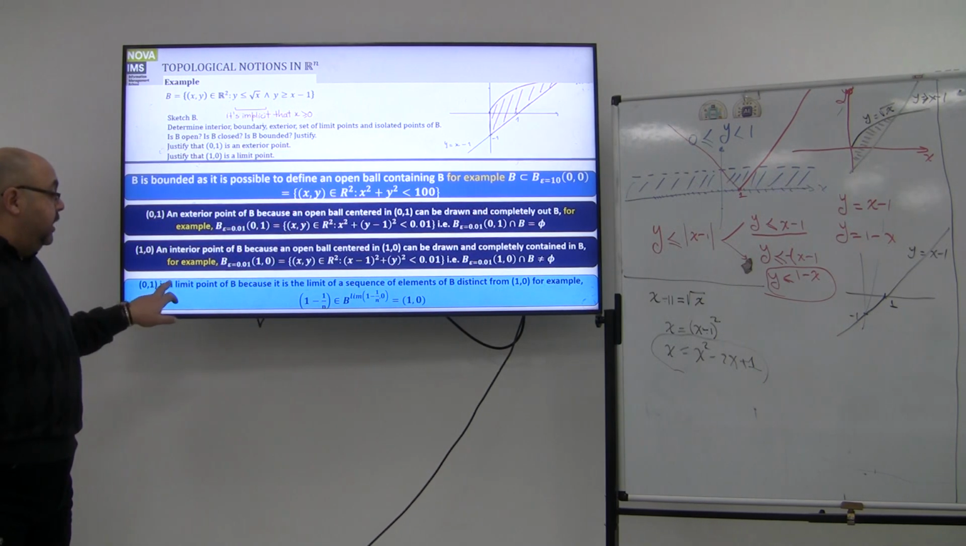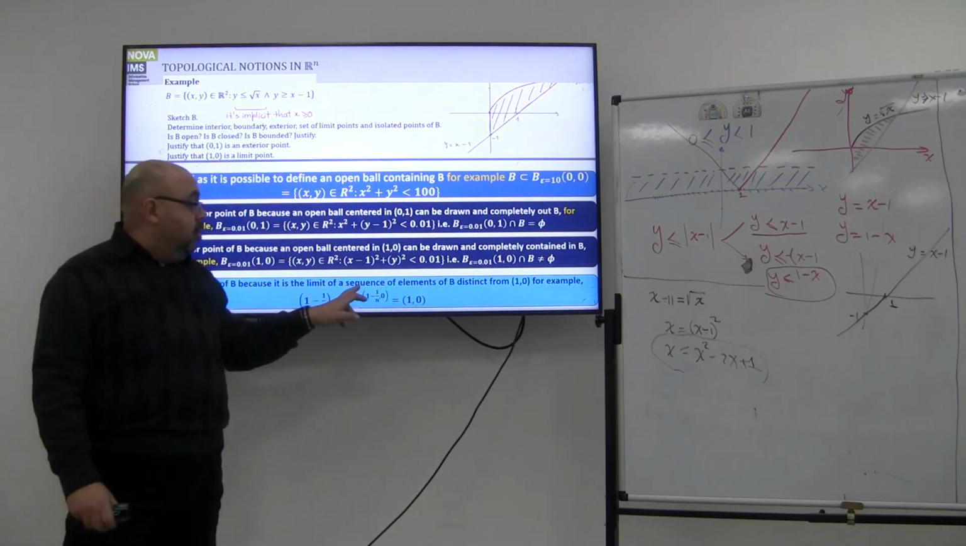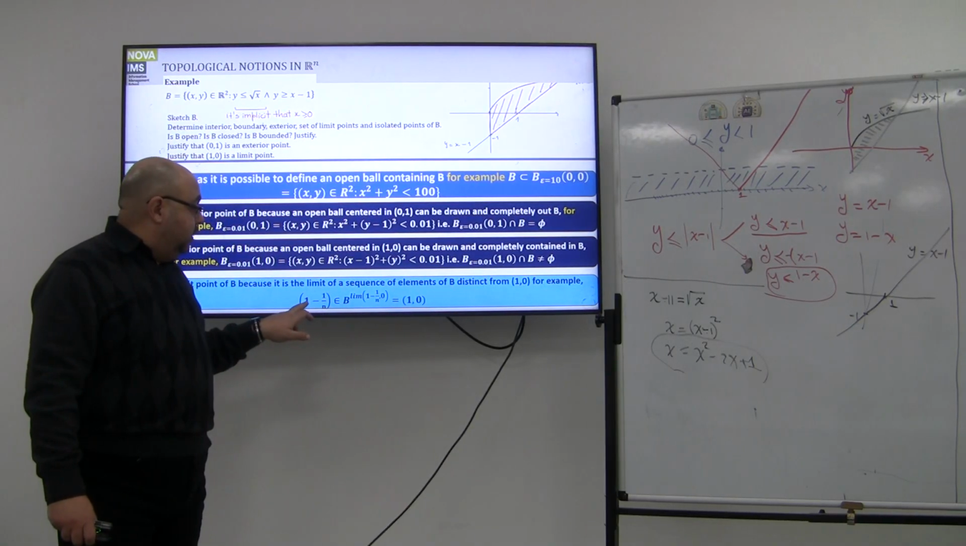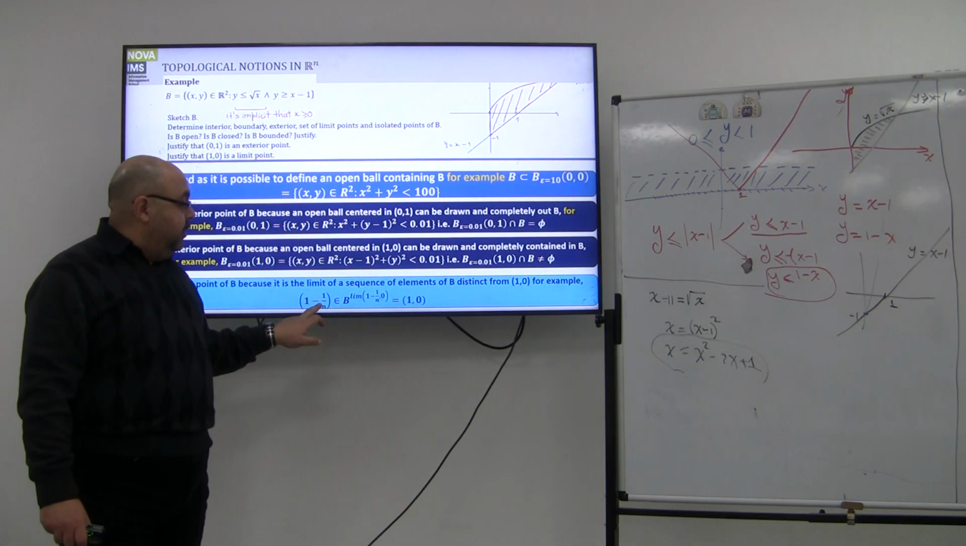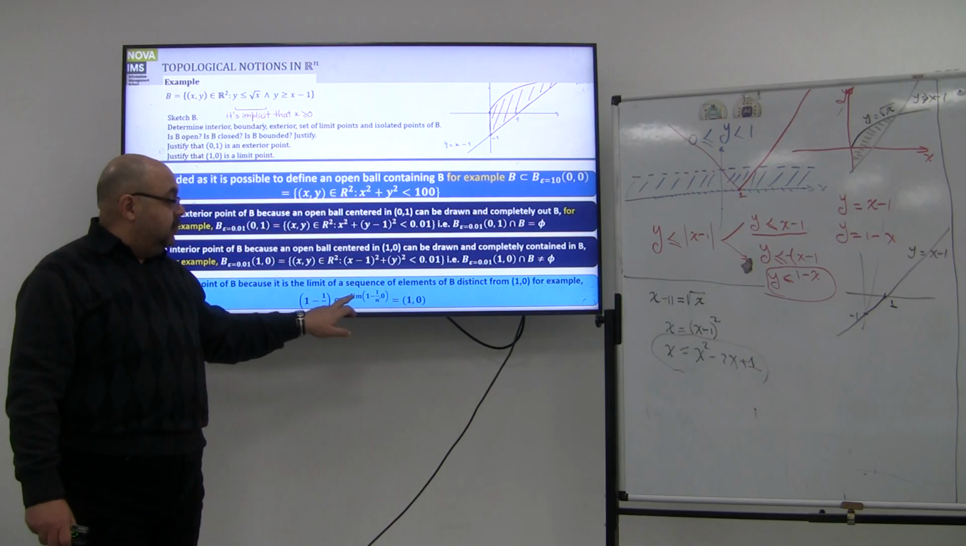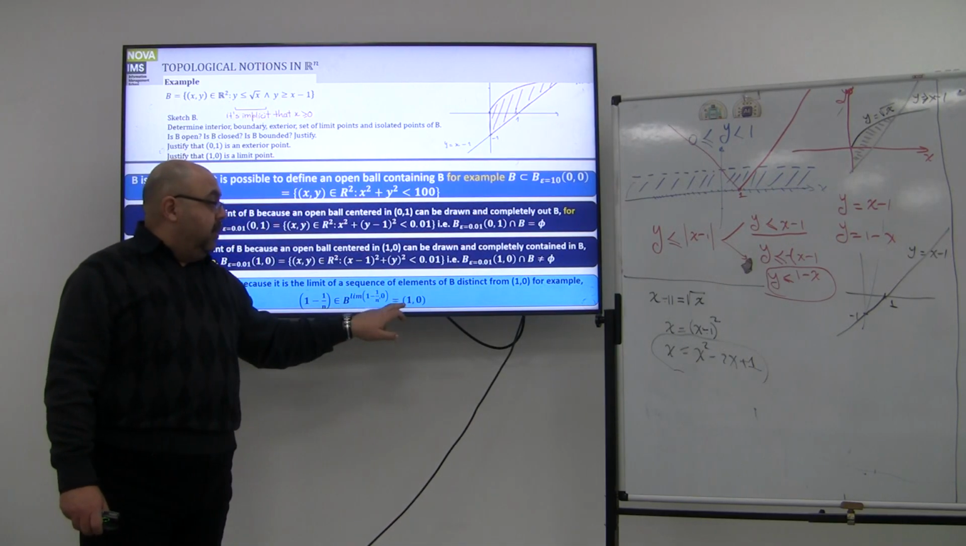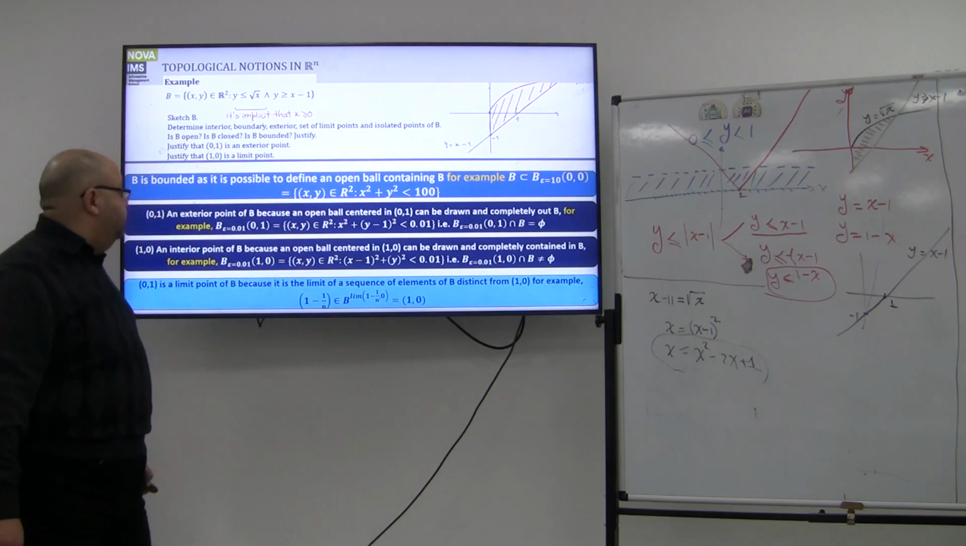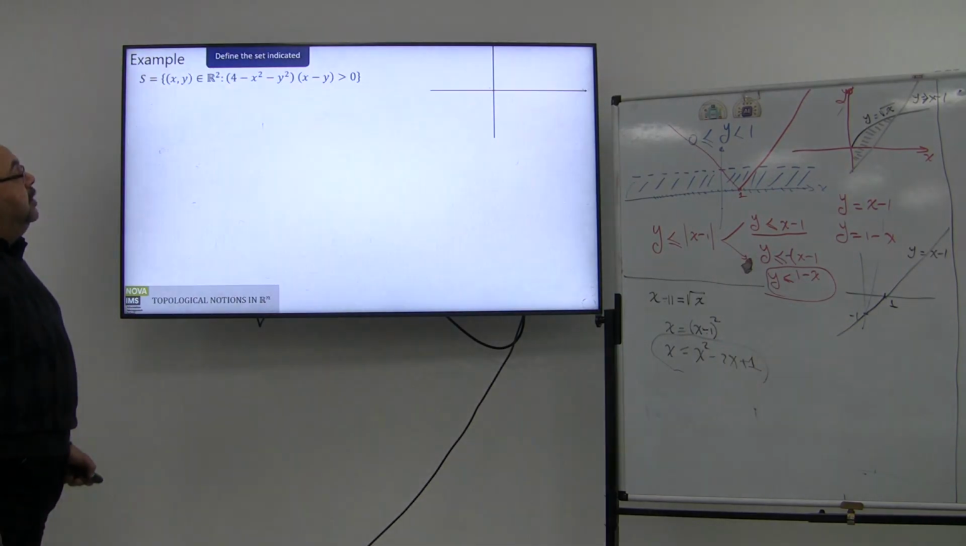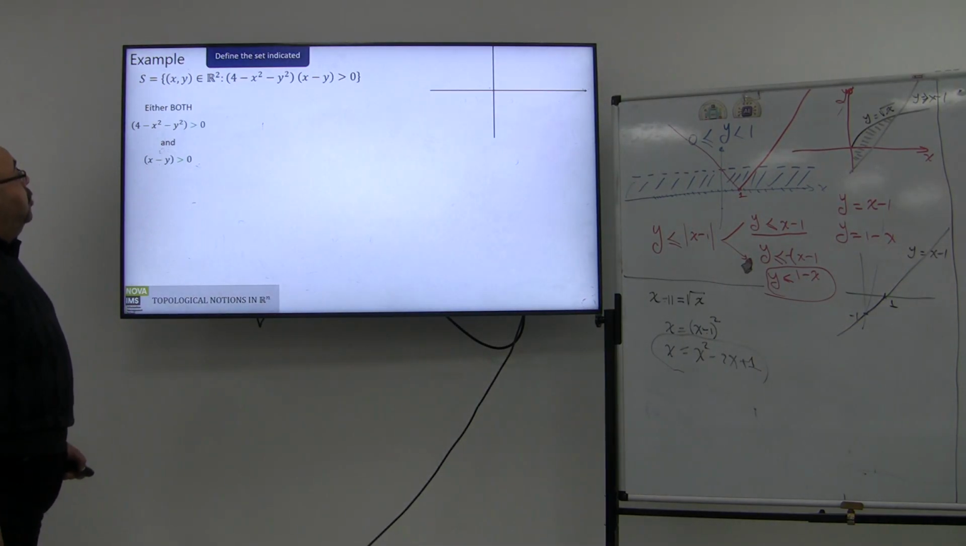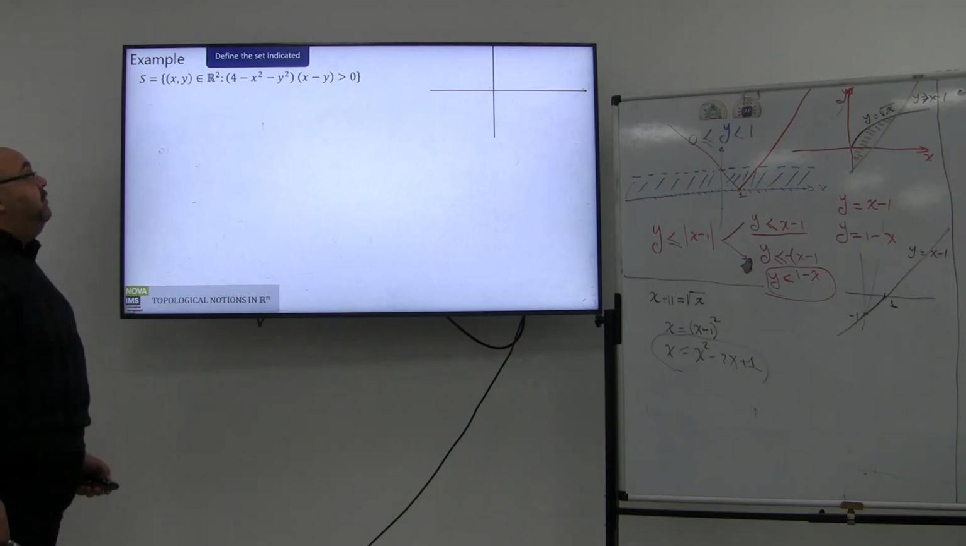The point (0, 1) is a limit point of V because it is the limit of a sequence of elements. If you take 1 minus 1 over n, you will find that the limit of 1 minus 1 over n is equal to 1, so it's considered a limit point of this interval. Also, look at this example, which is really a very important one.